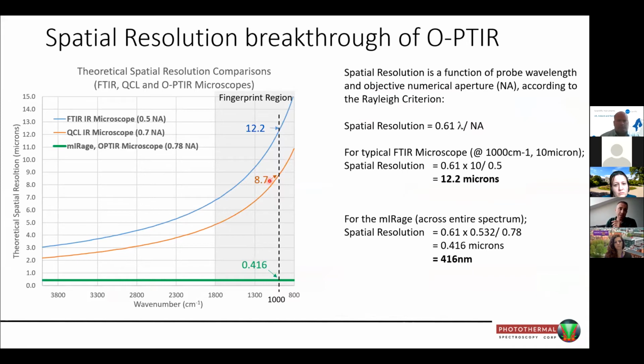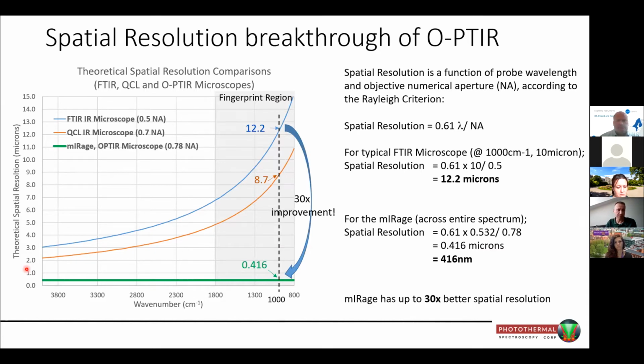If you were to plot that, you see a curve like this. Remember, the smaller numbers are better in this case. So when you're here in the fingerprint region, which is the most information rich, that's where your spatial resolution is worst. At 1,000 wave numbers, it could be as bad as 12 microns. With the O-PTIR technique, because we use a fixed wavelength probe laser together with a high numerical aperture, our resolution is under 500 nanometers, and importantly, it's fixed across the entire wavelength, which means compared to an FTIR system, it's about 30x better at 1,000 wave numbers.